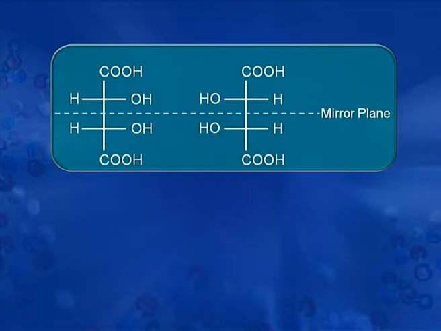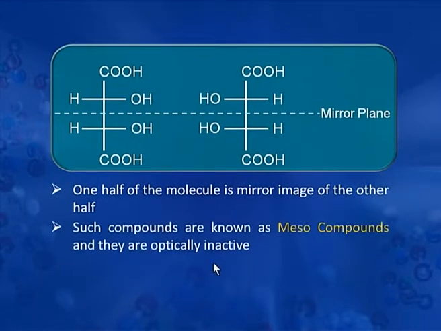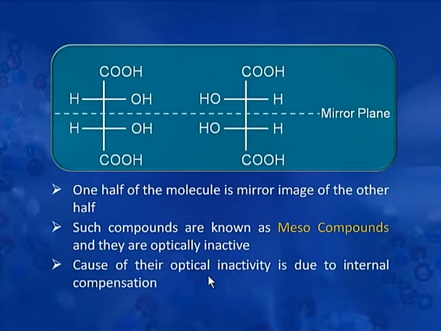So that molecule becomes optically inactive because whatsoever effect is caused by one asymmetric carbon atom on plane polarized light is exactly cancelled by the other part of the molecule. Such compounds are named as Meso compounds, where one half of the molecule is mirror image of the other half. These Meso compounds are optically inactive and the cause of their optical inactivity is internal compensation. Internal compensation means internally one half of the molecule is compensating the effect caused by the other half.